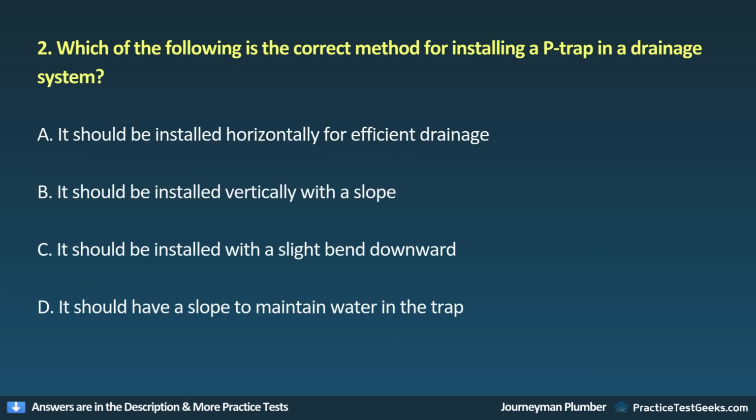2. Which of the following is the correct method for installing a P-trap in a drainage system? A. It should be installed horizontally for efficient drainage. B. It should be installed vertically with a slope. C. It should be installed with a slight bend downward. D. It should have a slope to maintain water in the trap.